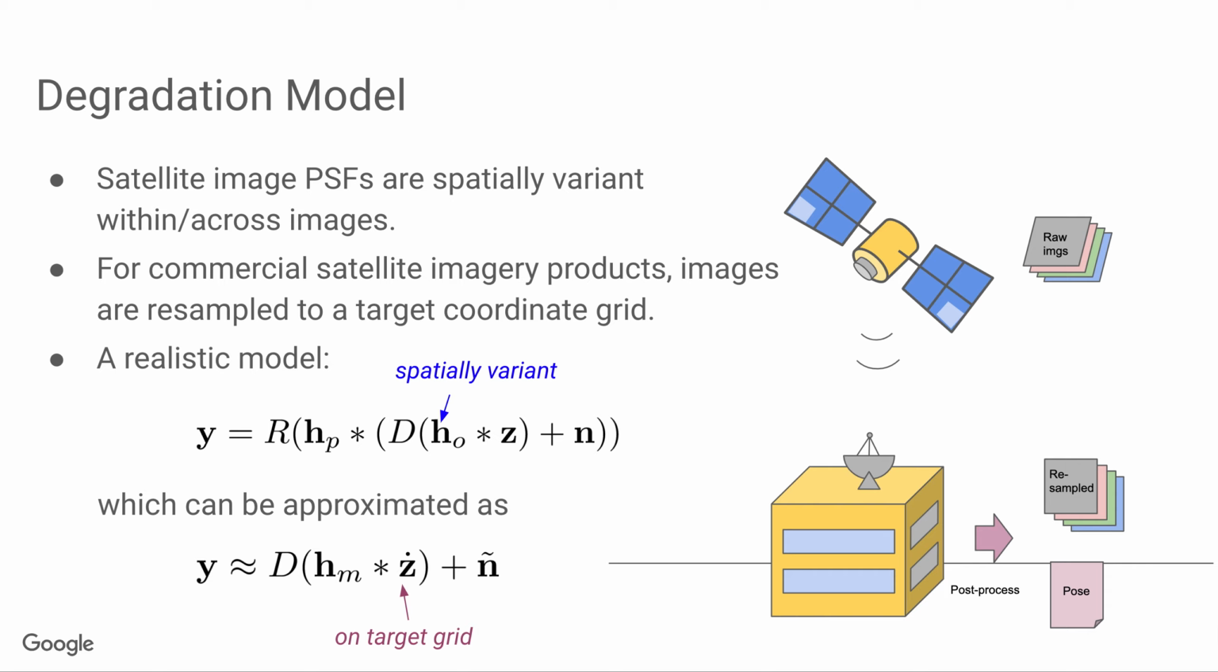And this model can be further approximated by a simpler model. While the latent high-res image Z is in the resampled coordinate system, it is convolved by a spatially varying kernel HM that includes both HO and HP in the above model. The image then gets downsampled and a colored Gaussian noise is added.